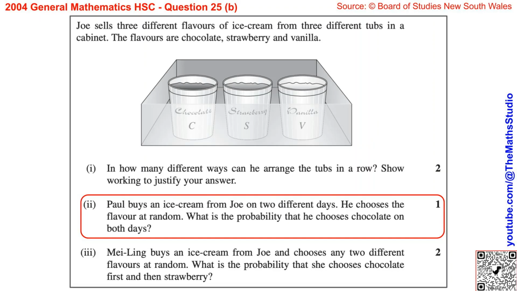Part 2. Paul buys an ice cream from Joe on 2 different days. He chooses the flavour at random. What is the probability that he chooses chocolate on both days?